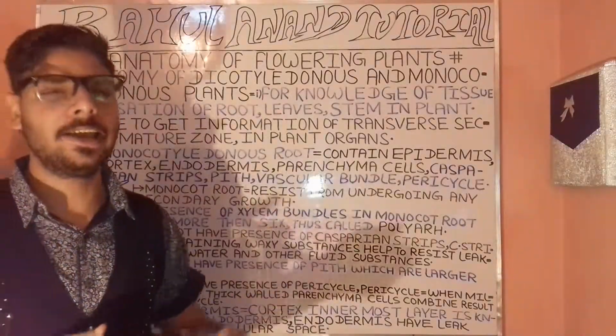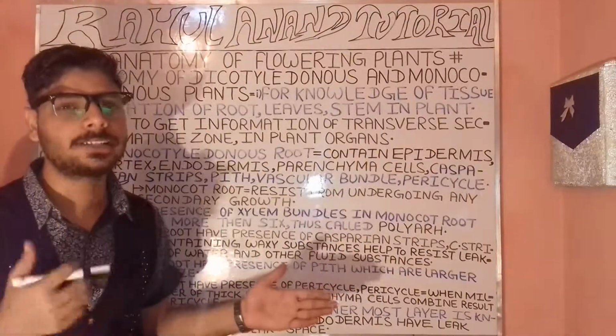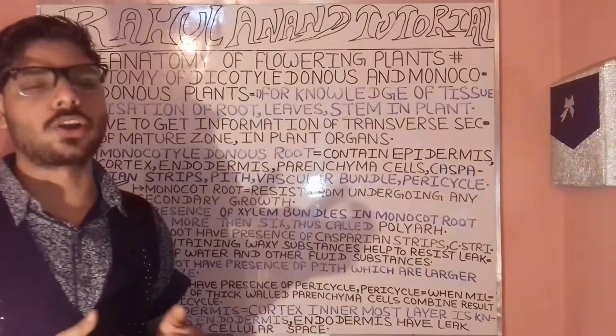Now let's begin with the very interesting topics which are often asked in your NEET, AIIMS, and the All India Pre-Medical Examination. These belong to which chapter of your book? They belong to the Anatomy of Flowering Plants.